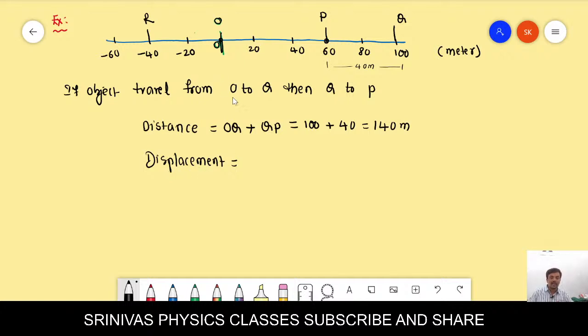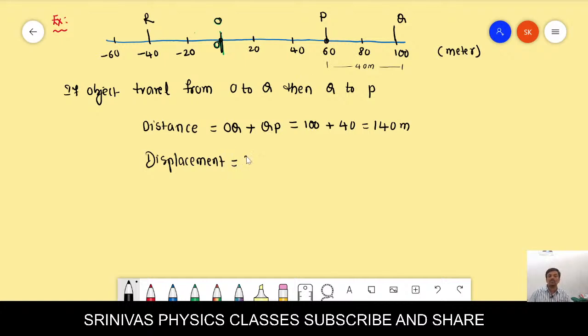Initially, the object is at O. Finally, the object goes to P. In the middle it travels to Q: O to Q, then Q to P. That means the initial point is O, the final point is P. Then the shortest distance between the initial and final points, directly we can go to P. No need to go to Q. That's why we can write the displacement as follows.